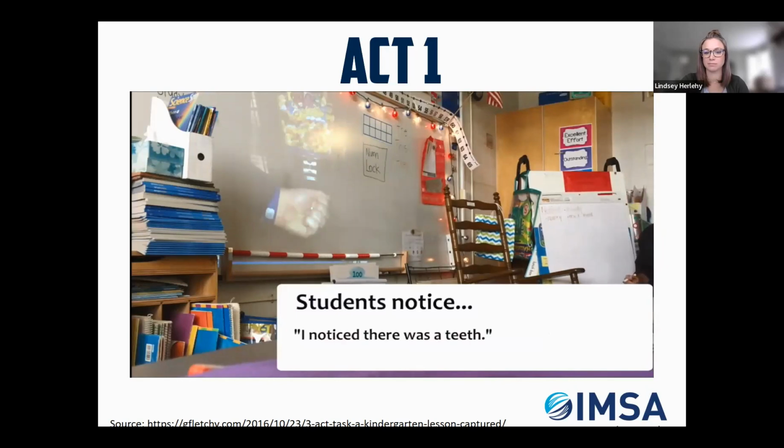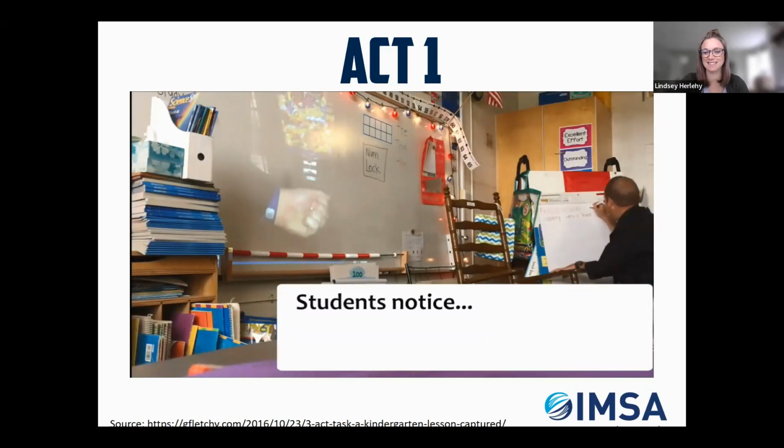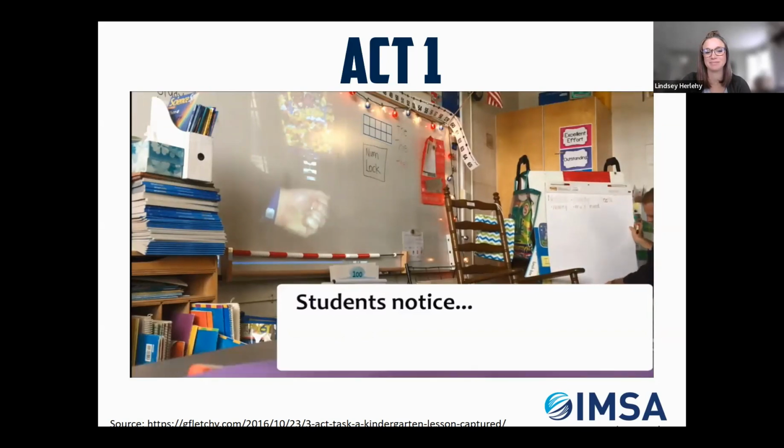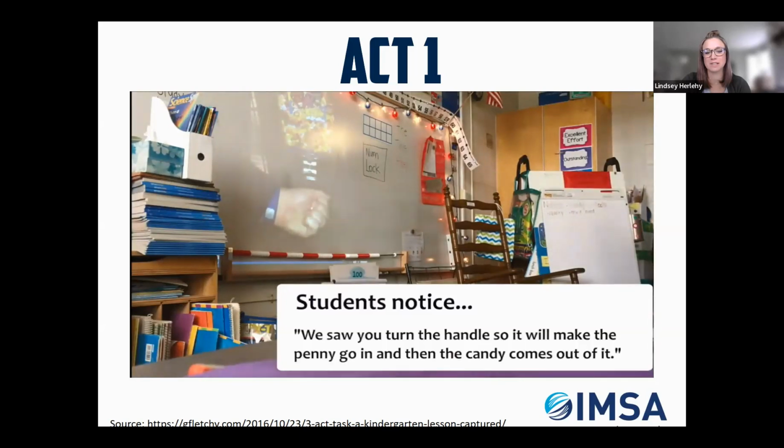I like that notice. What did you notice? I noticed it was a tooth. It looked like a teeth. Teeth. Okay, so it looks like we might have seen some teeth. No, tooth. A tooth. Okay. A tooth. All right. What else? What else did we notice there?